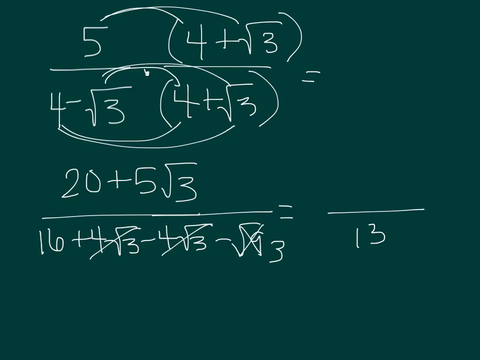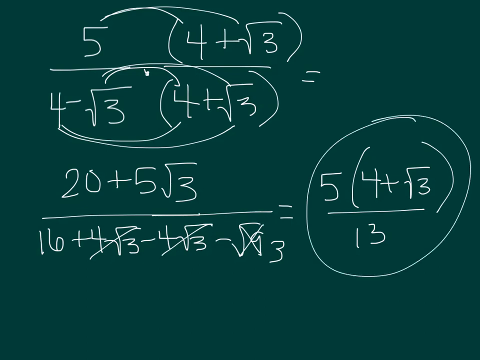Now in the top, everything looks great in the numerator. However, I need to factor it. Remember, we want to always try to factor our rationals out as far as we can, which we learned in section 7. So I'm going to factor out that GCF of a 5 and leave this at 5 times the quantity 4 plus root 3 over 13.